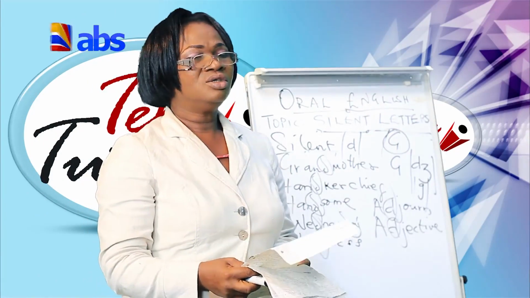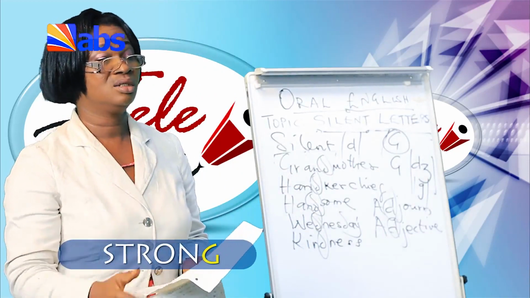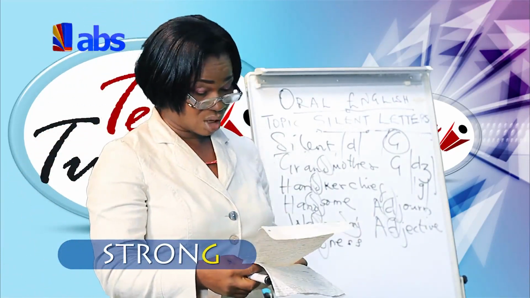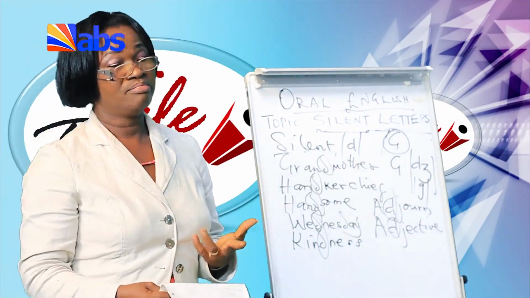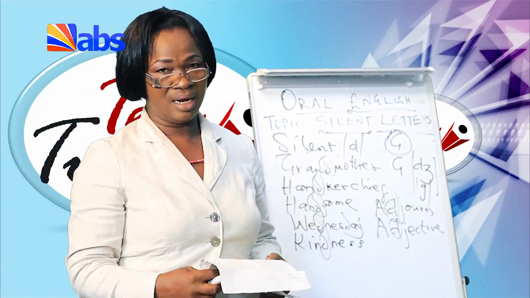P-A-R-A-D-I-G-M. G is also silent in strong? No. You are very strong. It is "strong", not "stronggg". And G is silent in Monsignor. Monsignor is not pronounced with the G sounded.